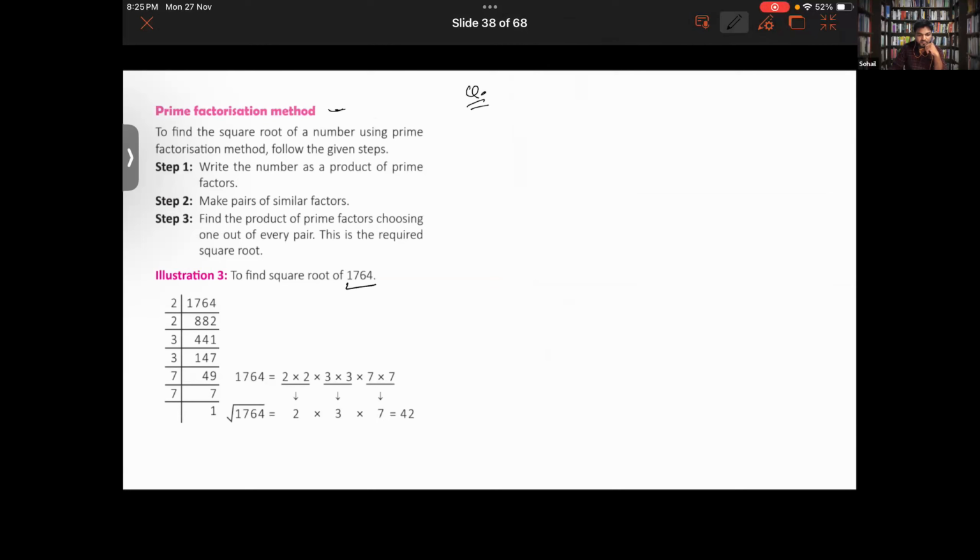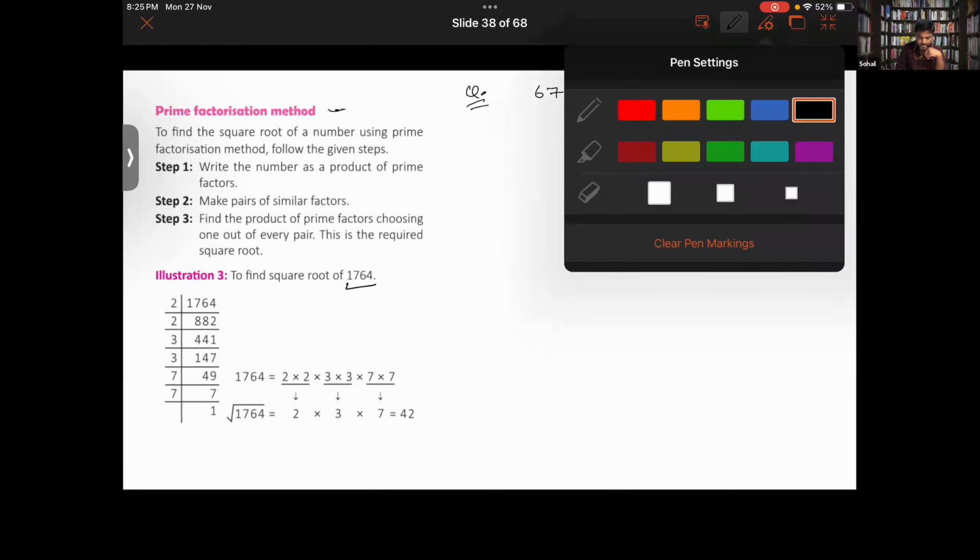Here you have the number 676. Do the prime factorization of this number and find what value you are getting. All of you will be doing the same question.